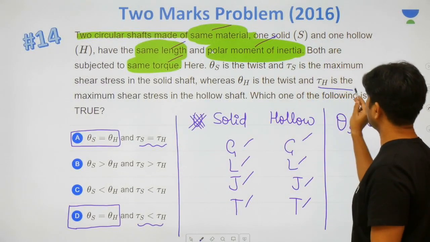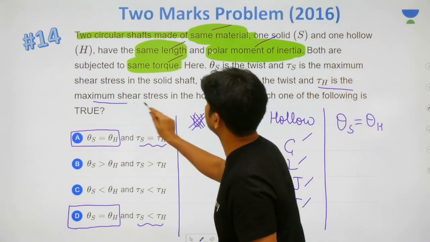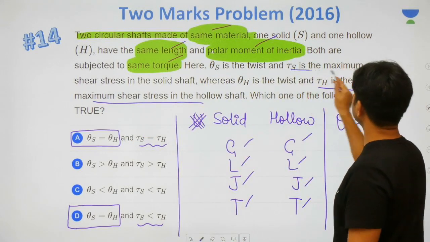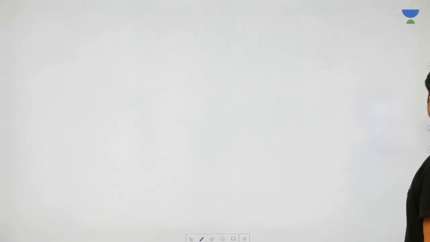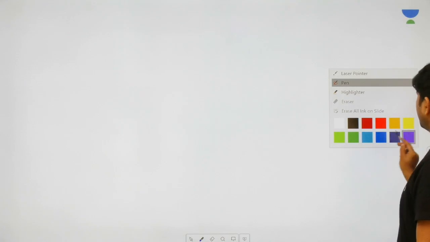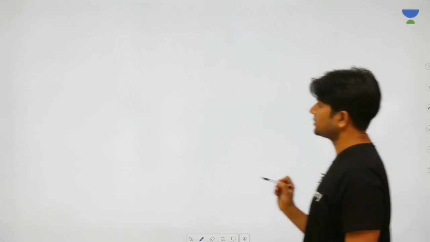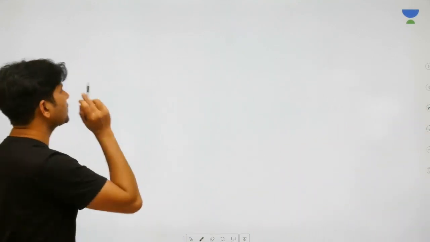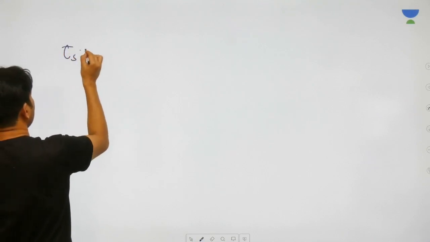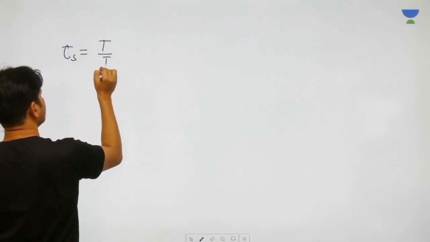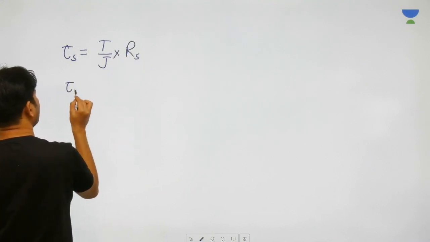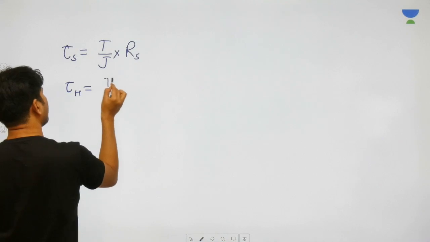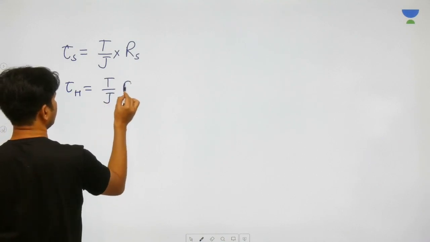It is given tau H is the maximum shear stress in the hollow shaft and tau S is the maximum shear stress in the solid shaft. So we'll target the maximum shear stress values. What about the maximum shear stress values? Maximum shear stress for solid is going to be T by J multiplied by R max for solid, and maximum shear stress for hollow is going to be T by J multiplied by R max for hollow.